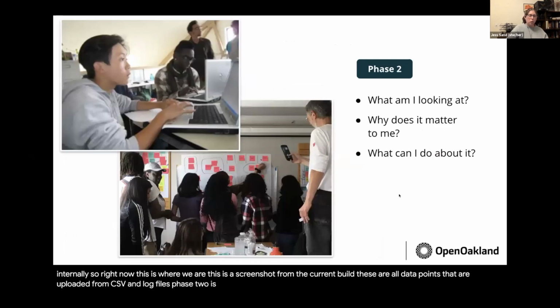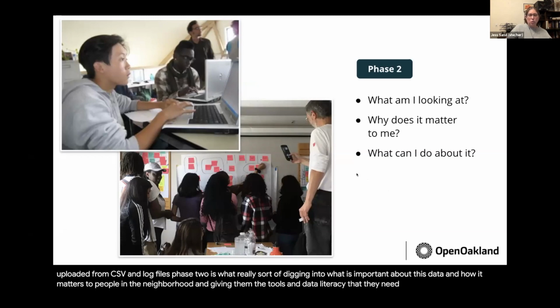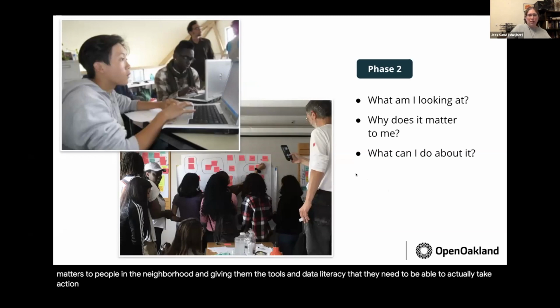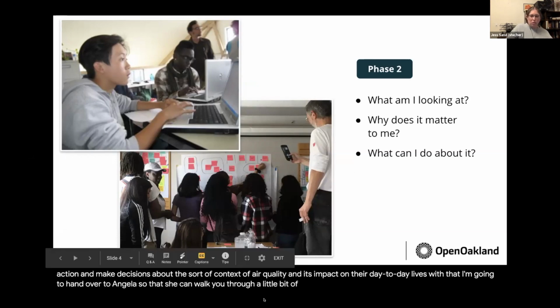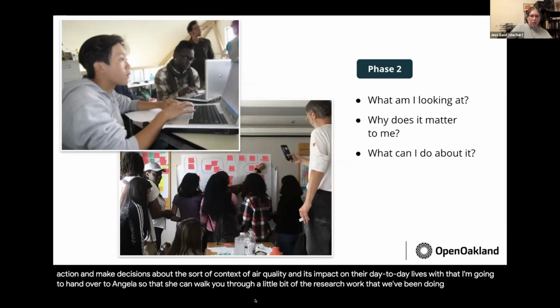Phase 2 is what Angela will be talking about, which is really sort of digging into what is important about this data and how it matters to people in the neighborhood, and giving them the tools and data literacy that they need to be able to actually take action and make decisions about the context of air quality and its impact on their day-to-day lives. With that, I'm going to hand over to Angela so that she can walk you through a little bit of the research work that we've been doing around this process.